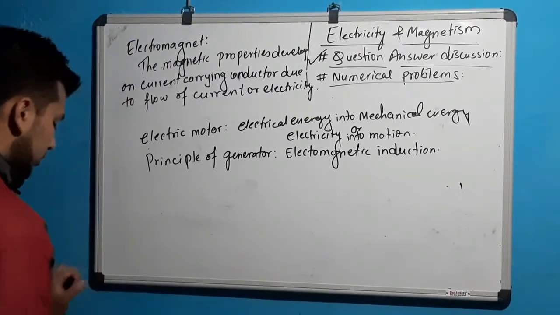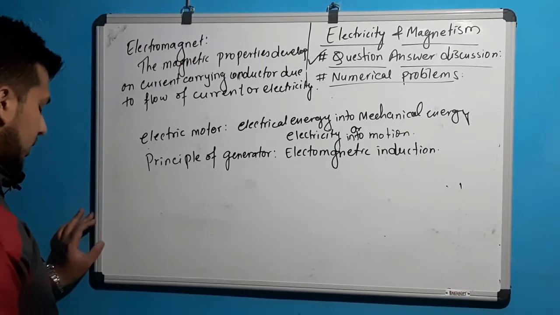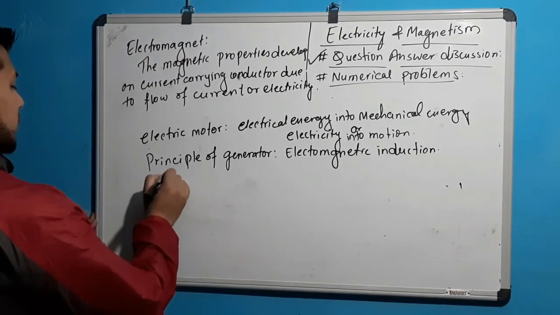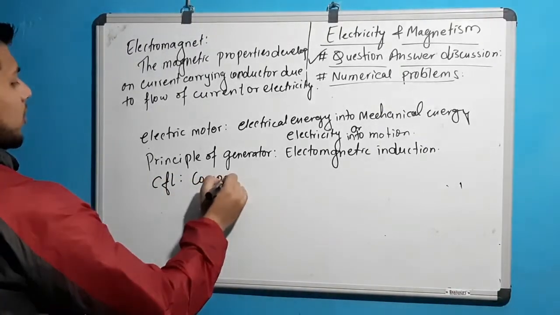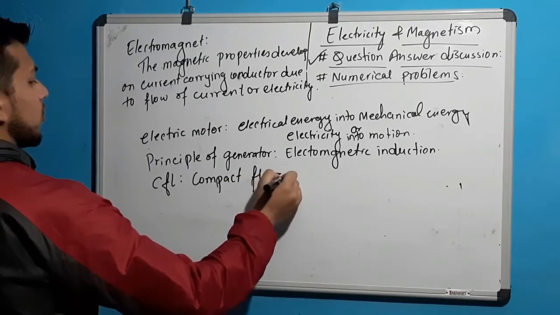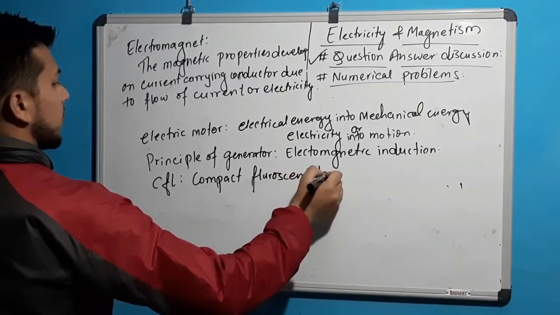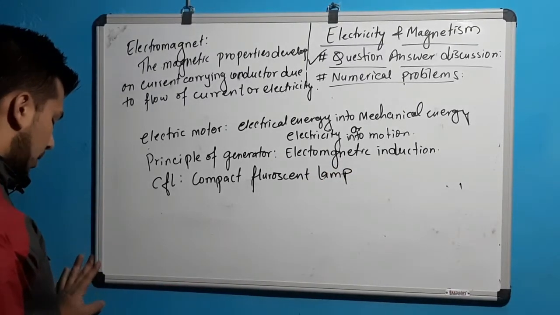Okay, next question. What is the full form of CFL? CFL. Compact fluorescent lamp. This is the full form of CFL.